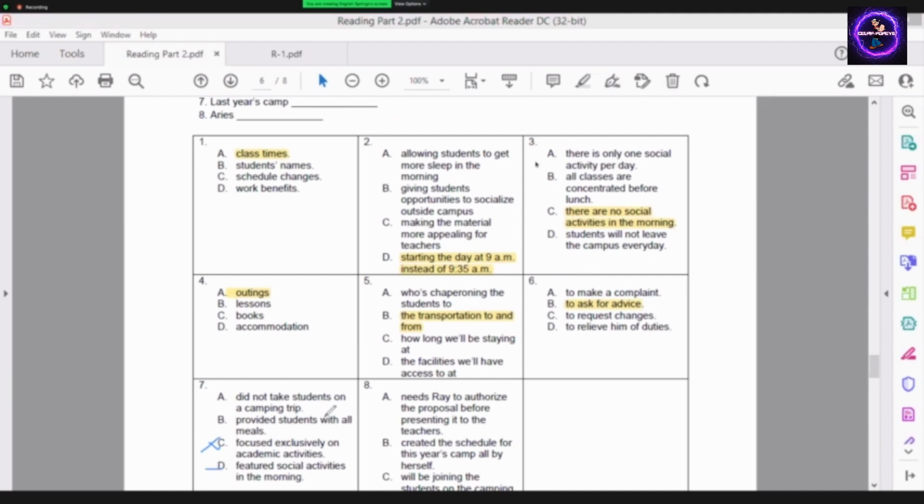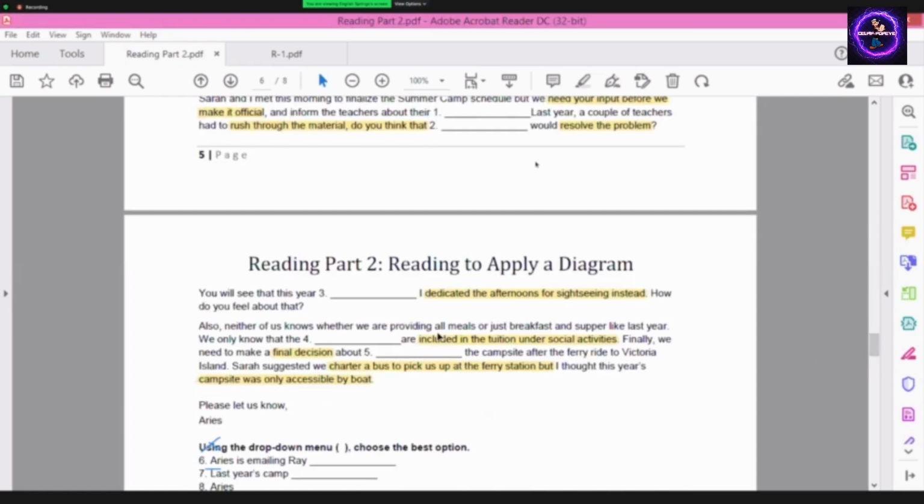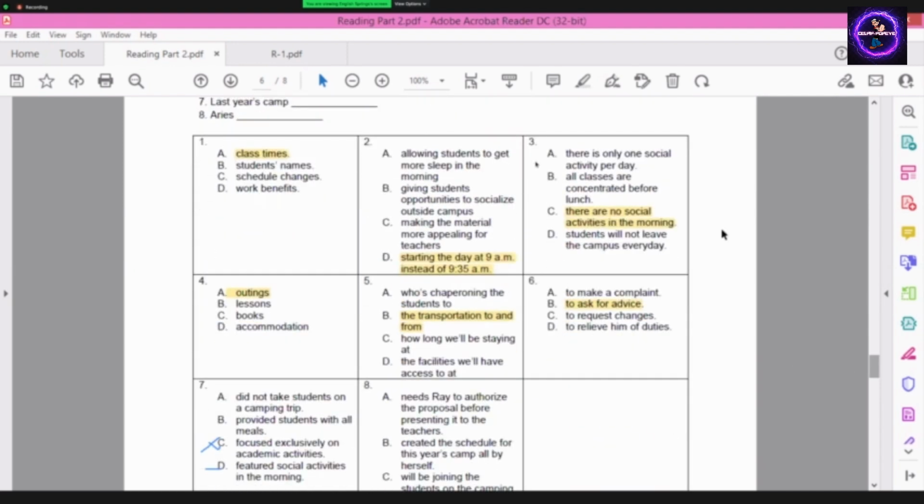Provided students with all meals. It doesn't say all meals because last year she uses "or", not "and". Were they providing all meals this time, or just breakfast and supper like last year? So not all meals were given, and we can eliminate that option.